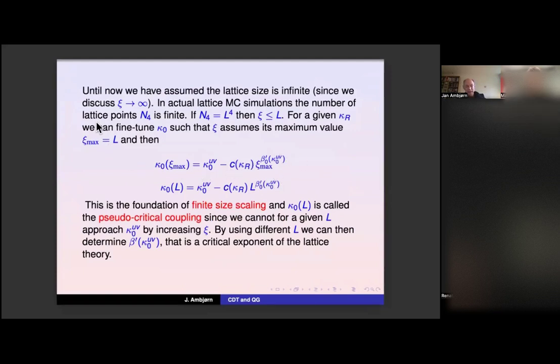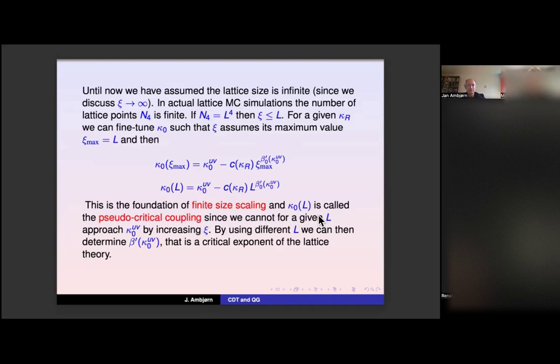And then putting in that chi maximum is equal to L, this becomes an equation in terms of L. And again, when the derivative here is negative, you see that when L goes to infinity, this goes to the UV fixed point. And basically, this relation is the foundation of finite size scaling. And this coupling constant here is called the pseudo-critical coupling.